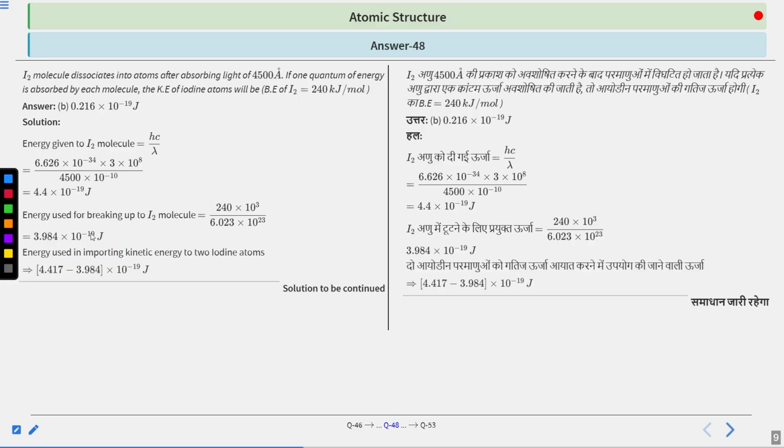So what will be the kinetic energy of the iodine atom? Very simple: the energy which you have supplied minus the energy which is required to break the bond. The rest of the energy will be imparted to the iodine atoms as kinetic energy. So we'll just subtract 4.4 into 10 to the power minus 19 minus 3.984 into 10 to the power minus 19 joule. So we have done this, taking the power common.